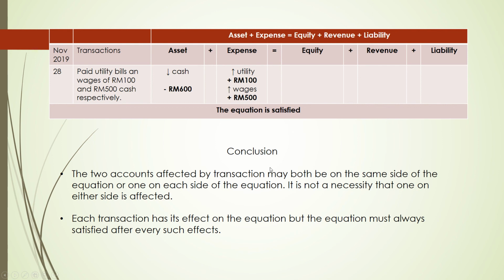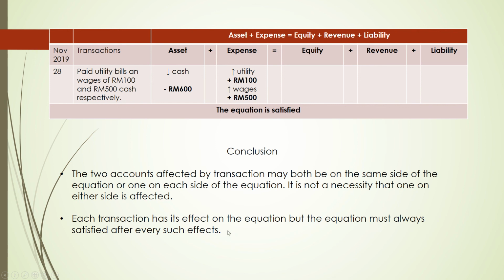So for the conclusion, whenever there is a transaction, two accounts are affected, it may be both on the same side of the equation or on each side of the equation. It is not a necessity that one on either side is affected. Okay, for example, November 28. The effect is only on this side, not on the other side. Okay. And for second conclusion, each transaction has its effect on the equation, but the equation must always be satisfied after every such effect.